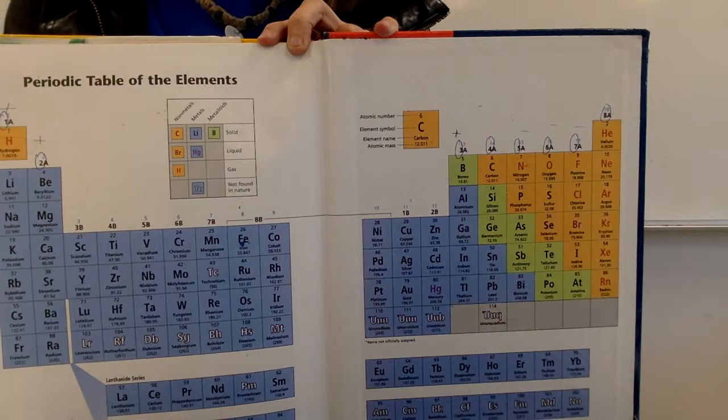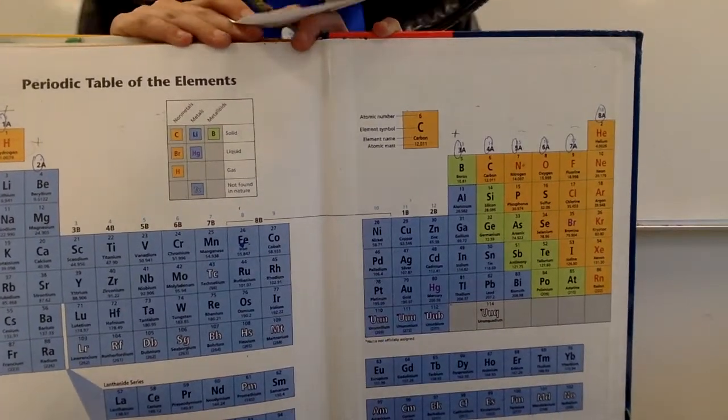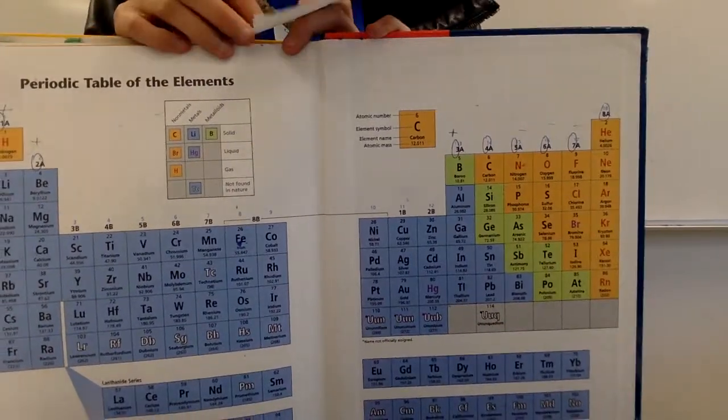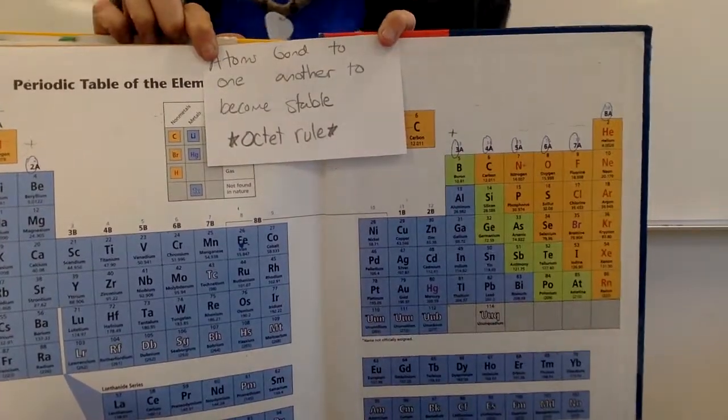Alright, so just a quick question: why do atoms bond in the first place? When they bond, they join other atoms. Why do they do that? The answer's simple. Atoms bond together to become stable.